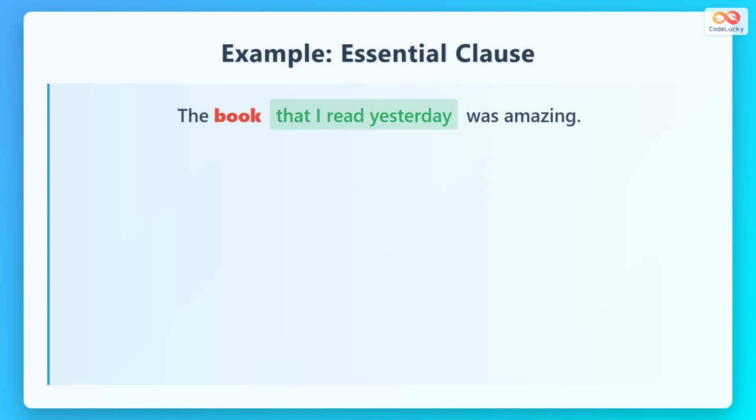Consider this example. The book that I read yesterday was amazing. The clause "that I read yesterday" identifies which specific book. Without this information, we do not know which book.